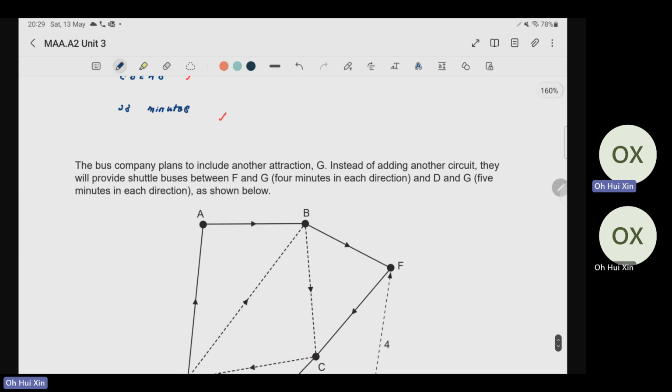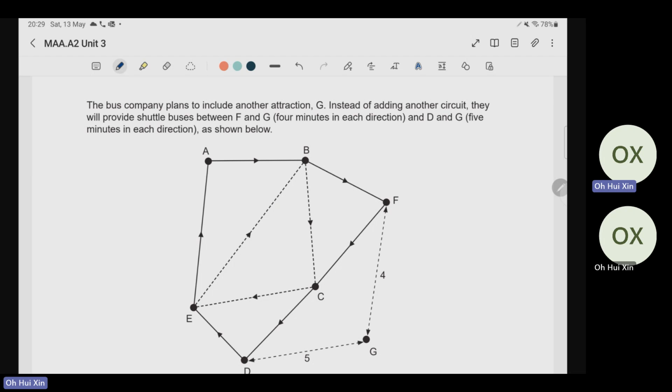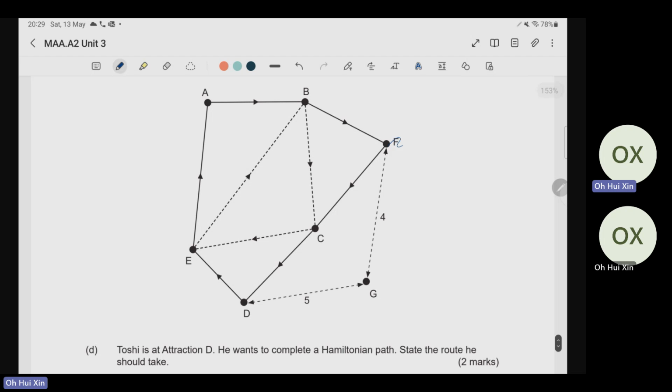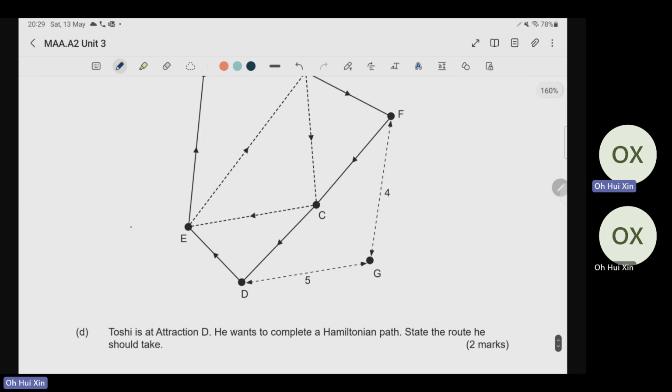So the bus company plans to include another attraction, which is G. Instead of adding another circuit, they provide a shuttle bus that can go to and fro from G to F and also from D to G. So Toshi is at attraction D. He wants to complete a Hamiltonian path. So state the route that he should take.